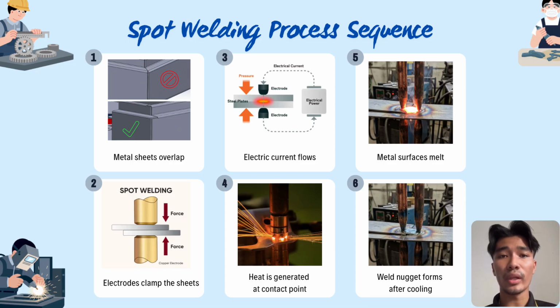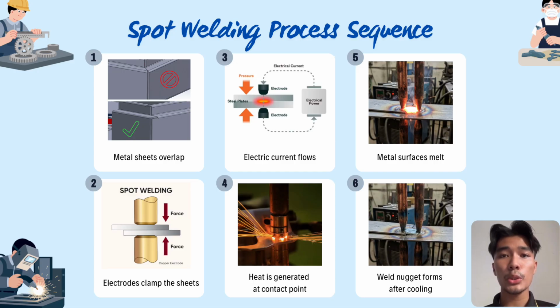The size of the weld nugget is important because it determines the strength of the welded joint. After that, the required heat is achieved. The current stops and the weld begins to cool. The electrodes continue applying the pressure during the cooling to ensure proper solidification and strong bonding.